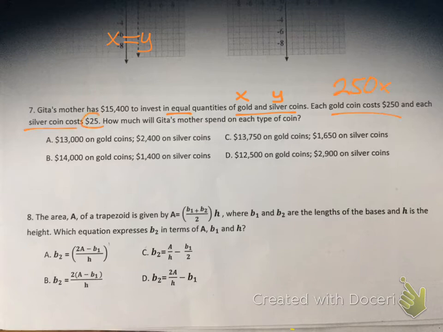The next thing to do is take the gold coins being $250 each and making that 250x. And then the silver coins would be 25y. And because that will equal a total of $15,400 that is being invested, you can create the equation 250x plus 25y equals 15,400.